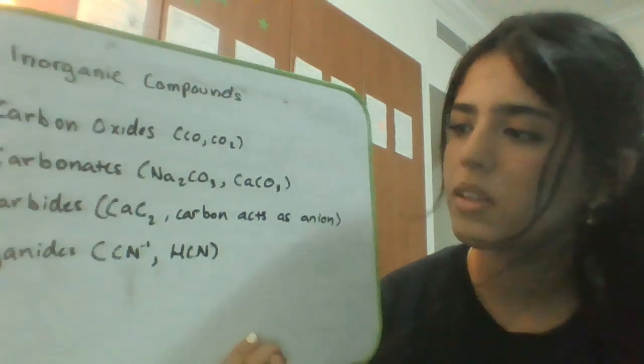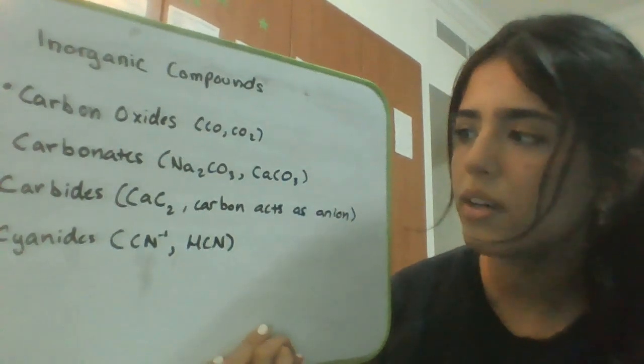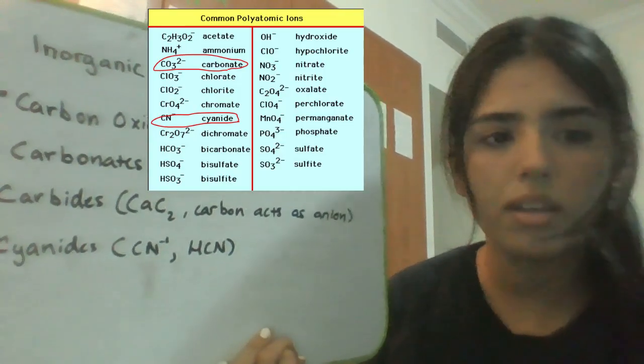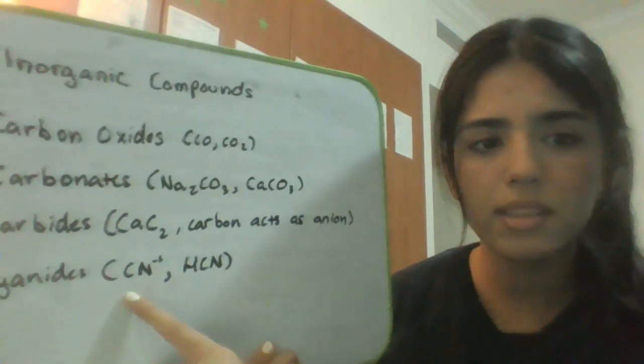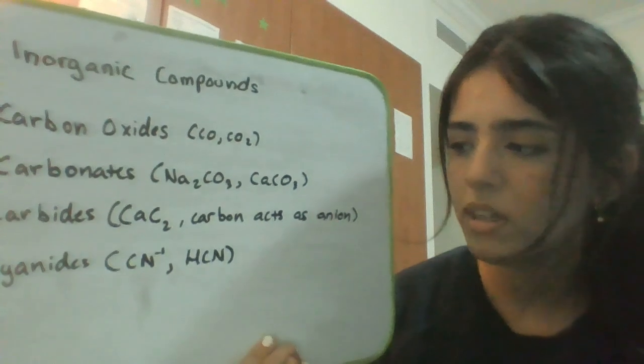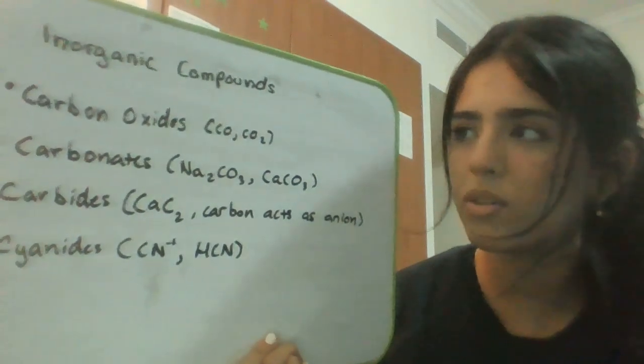Let's go to cyanides. So cyanides are also a polyatomic ion, and they appear in the periodic table, and they are shown as CN. If a CN together is in any compound, that means it's a cyanide, making it inorganic.